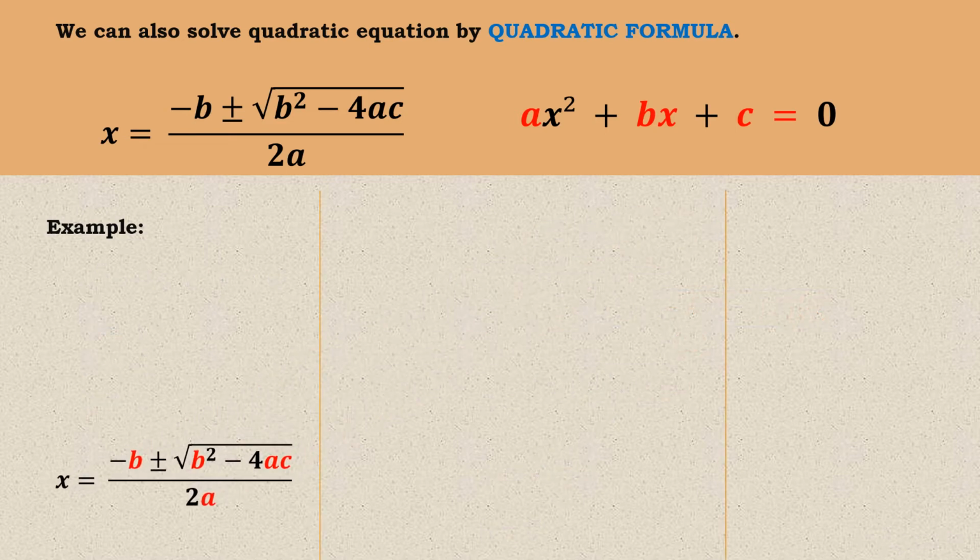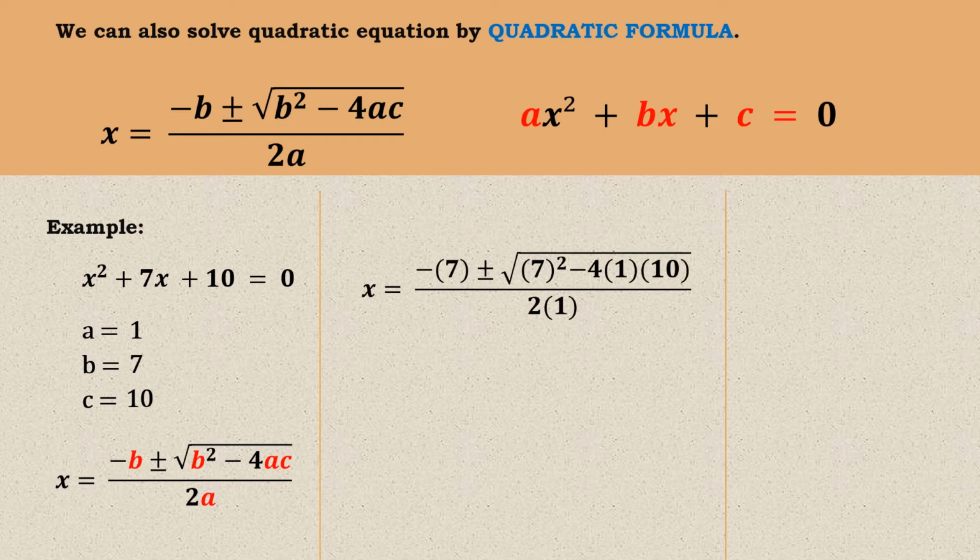Okay, let's have another example. We have x squared plus 7x plus 10 is equal to 0. First thing we do is find the values of a, b, and c. I think you know by now where to get the values of a, b, and c. So the value of a is 1, b is 7, and c is 10. The next thing you're going to do is substitute them into the formula below, and you have to memorize that formula. That's the formula.